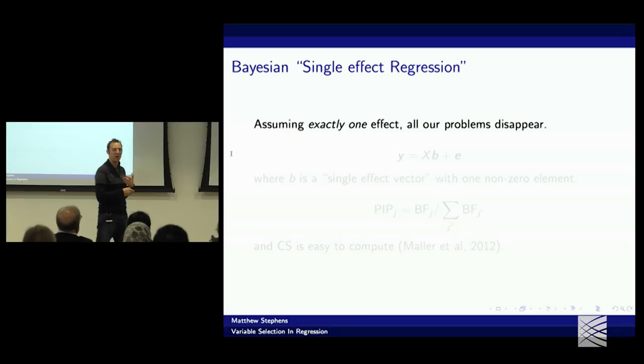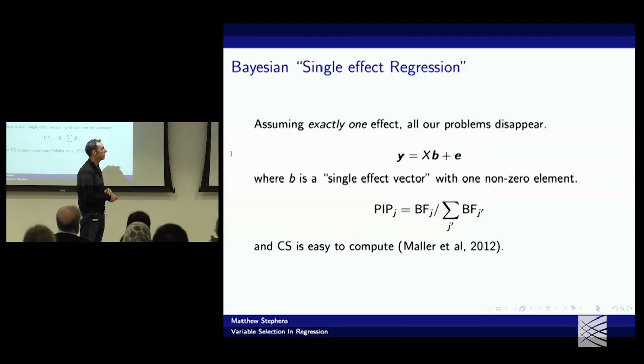Basically, now we're fitting this multiple regression model with this additional assumption that B is what I'm going to call a single effect vector. It's a vector that has exactly one non-zero element. So it's P SNPs, say 1,000 SNPs. I'm going to assume exactly one of them has a non-zero effect, and all the rest are zero. So it ends up then that I can just compute these posterior inclusion probabilities using the Bayes factors, which I kind of alluded to about half an hour ago, right? That were very easy to compute. And that's one of the advantages of the Bayes factors compared with the z-scores or the p-values.